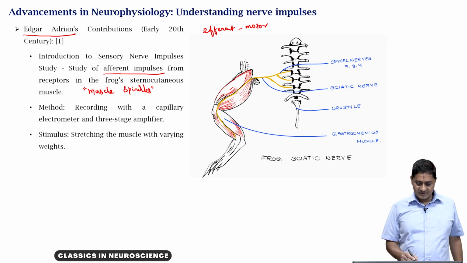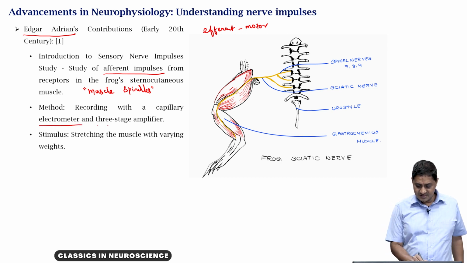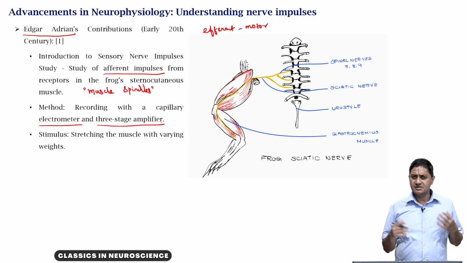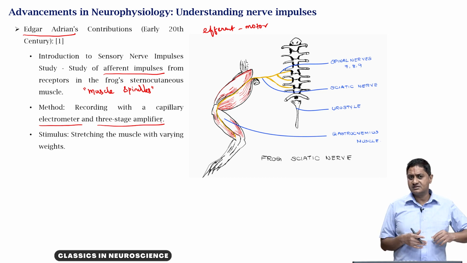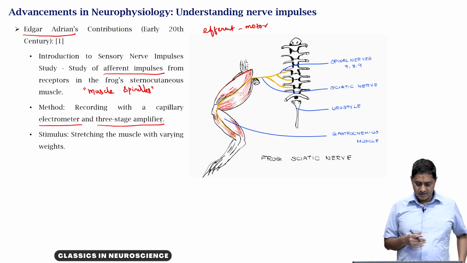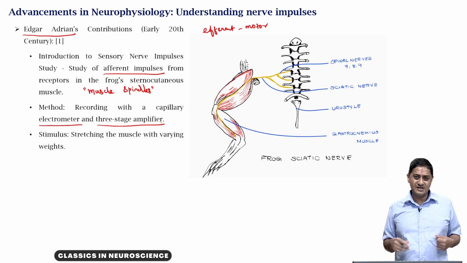So they recorded with this capillary electrometer and 3-stage amplifier, of course not the electronic amplifier that we have today, the early amplifiers. And they stretched the muscle with varying weights. So the amount of stretch varies. If the stretch varies, it turns out that muscle spindle activation will vary.